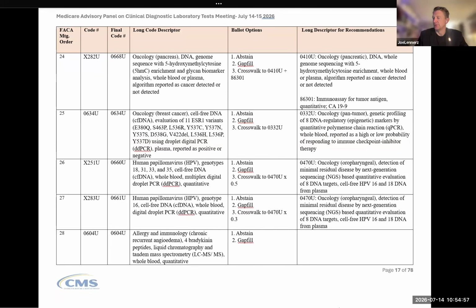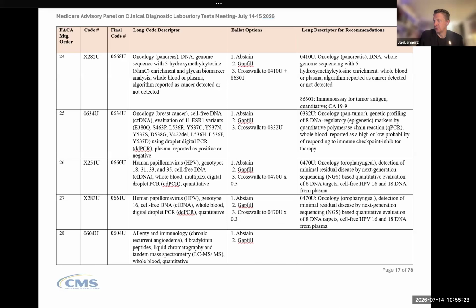Perfect. Yes, this is also an oncology code, an assay in the oncology family for pancreas. The interesting thing here is that in addition to a 5-hydroxymethylcytosine enrichment, there's also a glycan biomarker analysis. And after review of the close similar codes, the subcommittee recommends a combination.